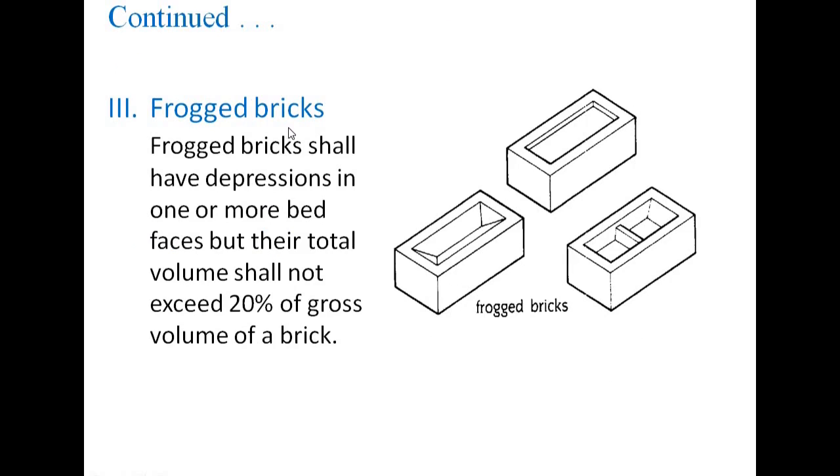The third one is frogged bricks. Frogged bricks shall have depressions in one or more bed faces, but their total volume shall not exceed 20% of the gross volume of a brick. So the depression is provided on the top surface of the brick, in different shapes: rectangular, triangular, or hexagonal. It should not exceed 20% of the gross volume of the brick. Those bricks are called frogged bricks.